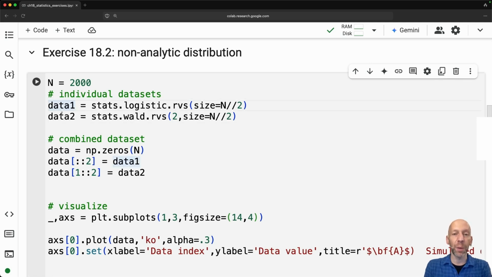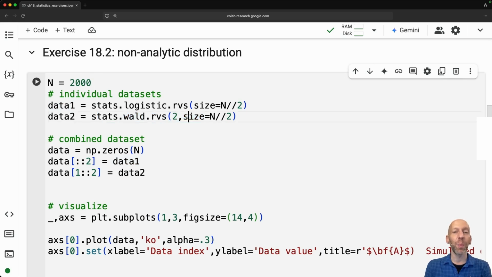Here is how I create the data. I have two variables for data 1 and data 2. This comes from stats dot and then the name of the distribution that you want. In the previous exercise, we used stats.norm.cdf. Here I'm using logistic.rvs, and rvs stands for random variates, so random numbers generated from a logistic distribution. And the size, the number of data points in data 1, is N divided by 2, so 1,000.